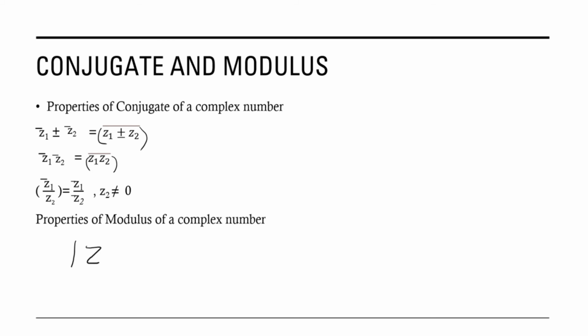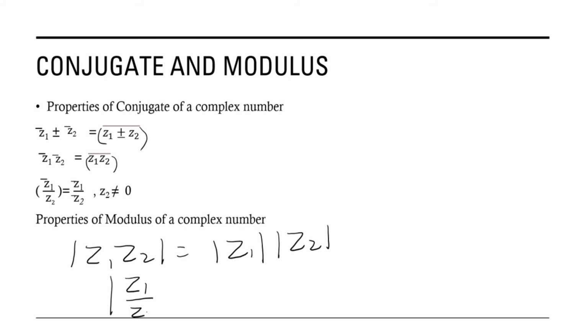Similarly, for the modulus of a complex number also we have a few properties. That is, mod of z1 into z2 is equal to mod of z1 into mod of z2, and mod of z1 divided by z2 is equal to mod of z1 divided by mod of z2, provided z2 is not equal to 0. All these properties can be easily proved. So these are the properties of conjugate and modulus of a complex number.